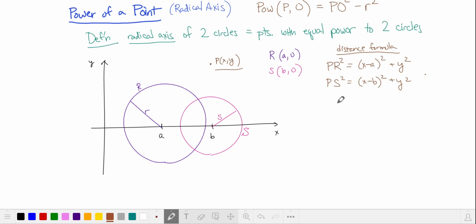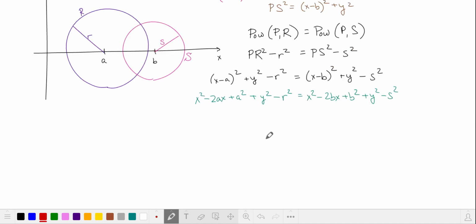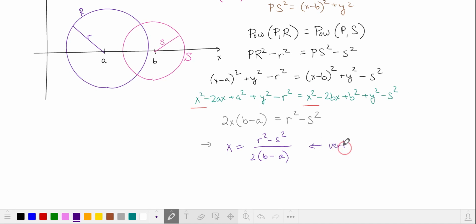We're looking for the set of points P that have equal powers to circle R and to circle S. By the distance formula, the square of the distance from P to R is (x minus a) squared plus y squared, and the square of the distance from P to S is (x minus b) squared plus y squared. We want the power of P to these two circles to be equal. So PR squared minus r squared is equal to PS squared minus s squared. Substituting, we expand the squares, combine like terms, and solve for x. Since our y terms disappeared, x is equal to a constant, which gives us a vertical line.